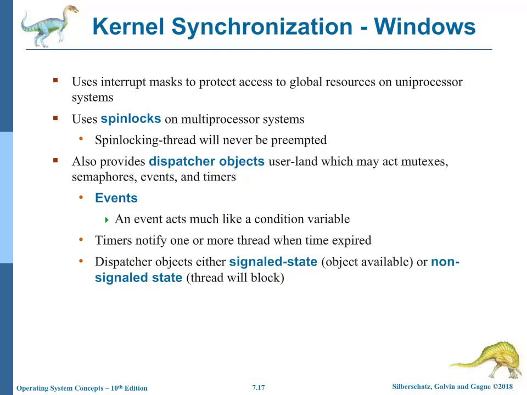Dispatcher objects may be in either a signaled state or a non-signaled state. Signaled state indicates that an object is available and the thread will not block when acquiring the object. Non-signaled state indicates that an object is not available and the thread will block when trying to acquire the object.